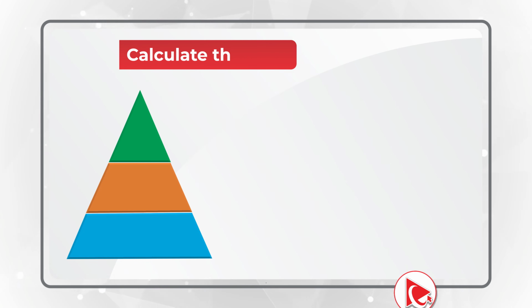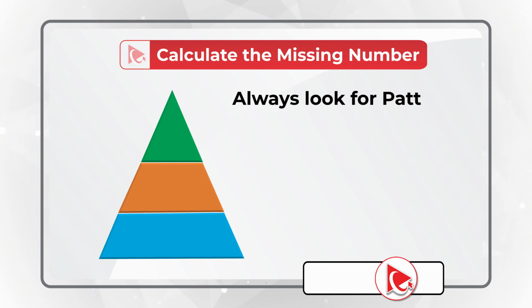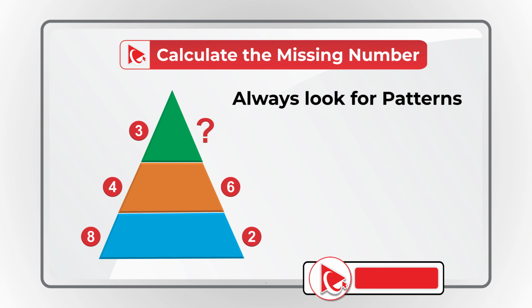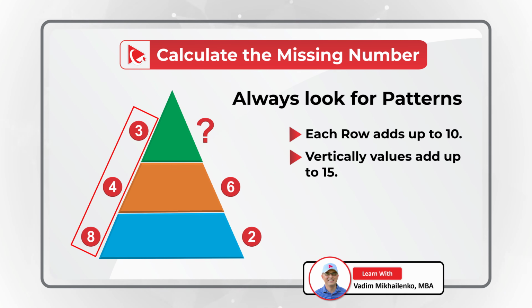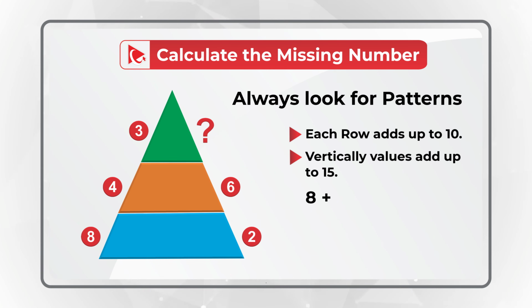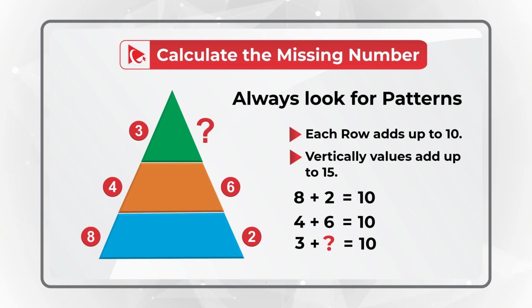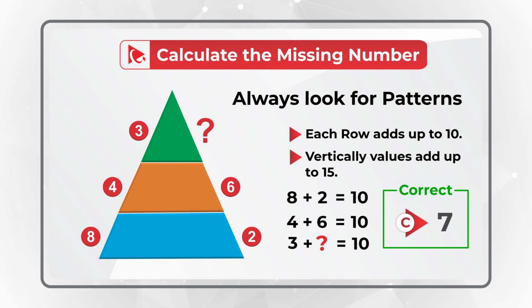I keep repeating it on this channel, but the fundamentals are solid. You need to always look for patterns in these types of questions. And there are actually two patterns here. The first pattern is that each row adds up to 10, and vertically value add up to 15. So for example, if we add 8 plus 2, that would be equal to 10. 4 plus 6 would be equal to 10. And 3 plus the missing number would also be equal to 10. So the correct answer here is choice C, 7. Hopefully you've nailed this question and now know how to answer similar problems on the test.